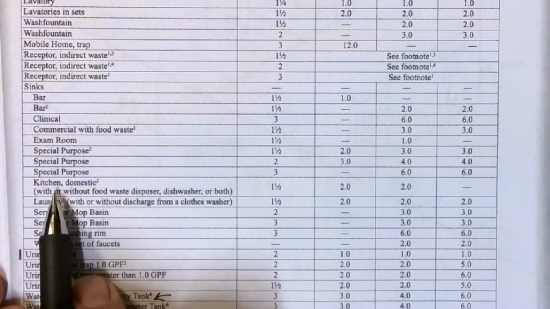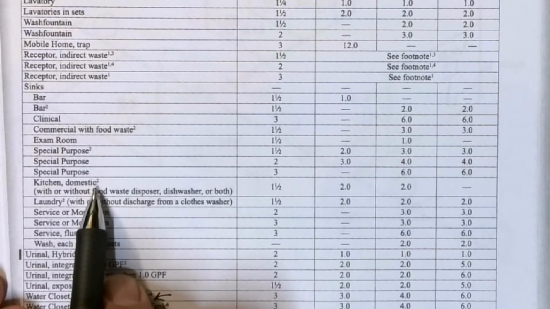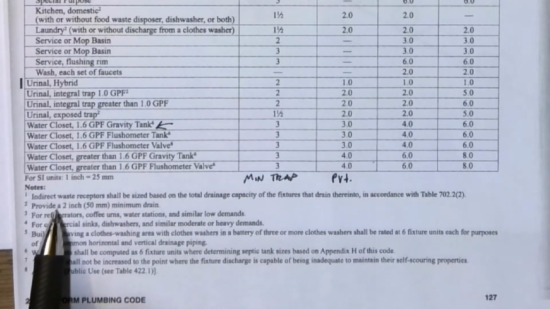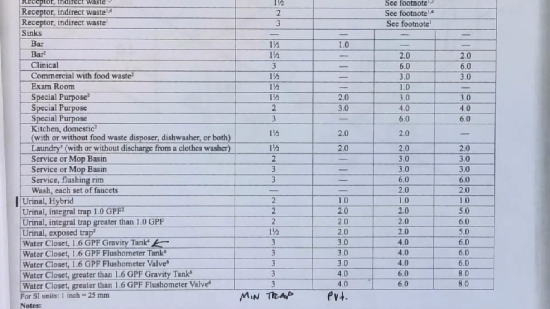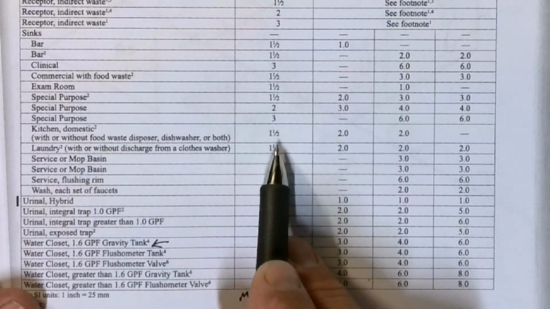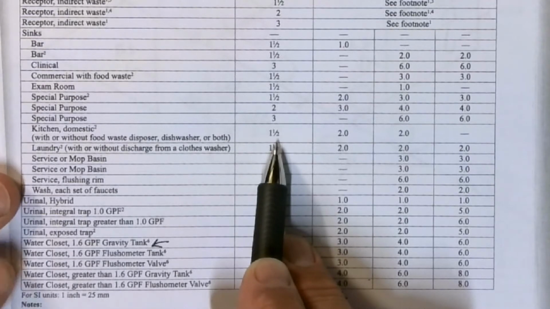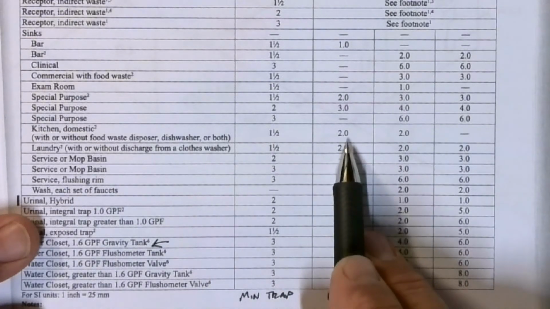Let's do kitchen sink. Kitchen sink right here, domestic. And that also has notation 2. And notation 2 was what again? Right here, provide a 2-inch minimum drain. So the kitchen sink has to have a 2-inch minimum drain, but it also has a 1.5 inch trap and trap arm. So don't get confused. Just because the trap and trap arm is 1.5 inches doesn't necessarily mean the drain line is also 1.5 inches. In this particular case with the kitchen sink, the waste line or the drain line is 2 inch, but it's also 2 fixture units. So we can go ahead and look at this.